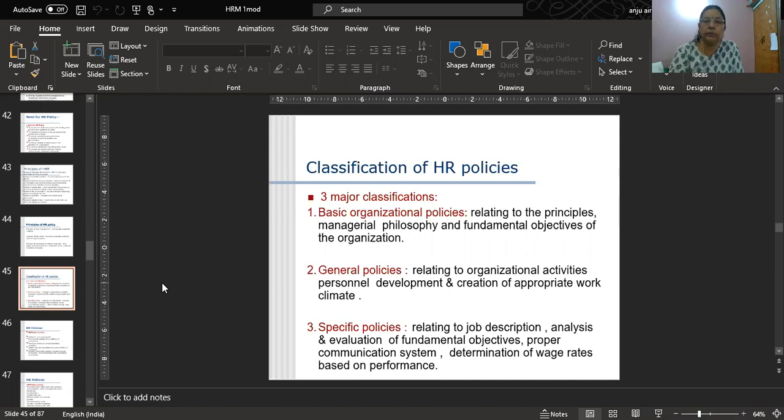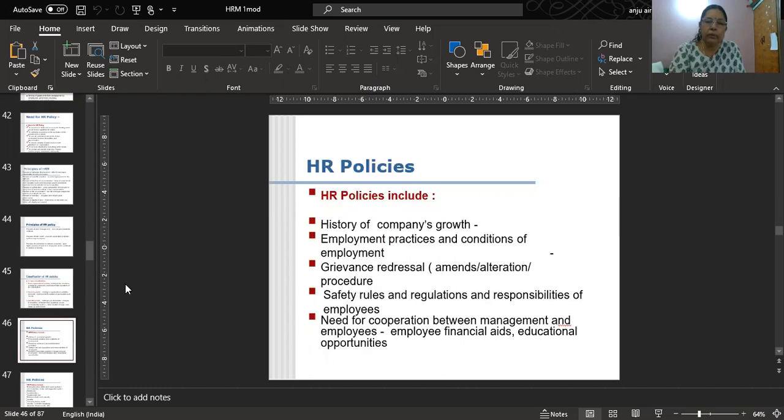What should be the communication system? What should be the job roles, job description for each category of jobs? What should be the salaries or wages paid? How should the performance appraisal be done for each category of jobs? These are all the specific policies. So the HR policies are classified into these three, that is basic organizational policies, general policies, and specific policies.